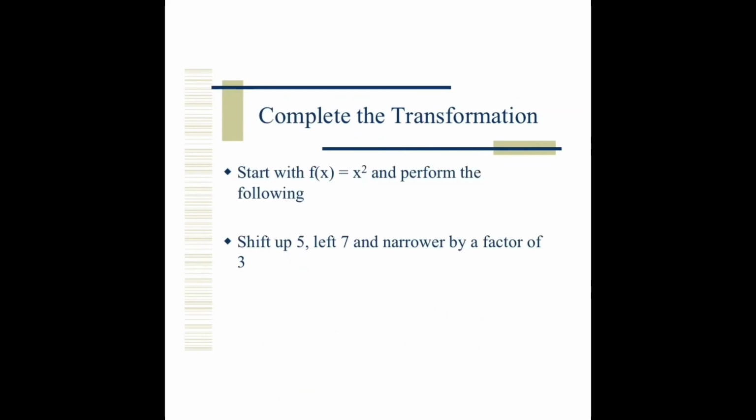All right, so for example, now we have a parent function of x squared. We want to do a few things. We want to shift it up 5, left 7, and it's going to be narrower by a factor of 3, which translates into a horizontal shrink.